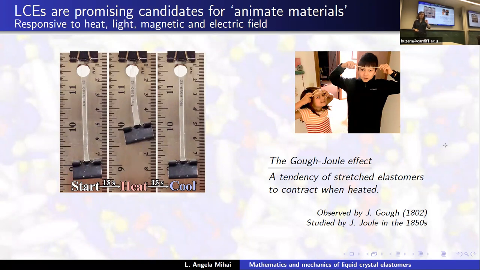However, this is not a phenomenon that's particular only to liquid crystal elastomers. It is, in fact, a phenomenon that is inherited from rubber elasticity, but it is enhanced by the liquid crystal mesogens. In rubber elasticity, it's known as the Gough-Joule effect, which is exactly what it says: a tendency of a stretched elastomer to contract when heated. In other words, when they're stretched, they will release some heat. And this is what these children are trying to notice here, where they've got some rubber band. They're trying to notice that the rubber band becomes slightly warmer. It's not easy to notice in normal day-to-day activities.